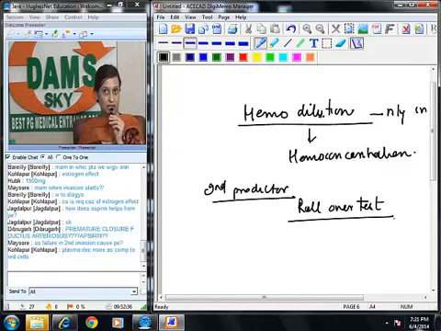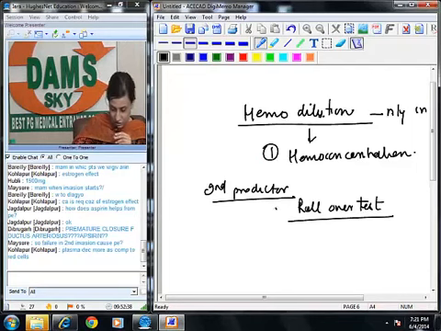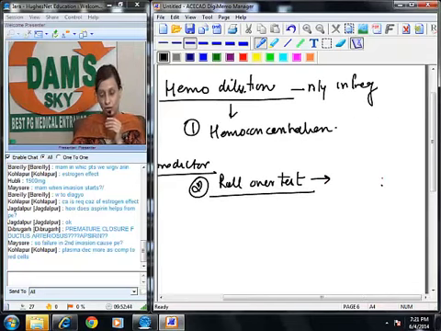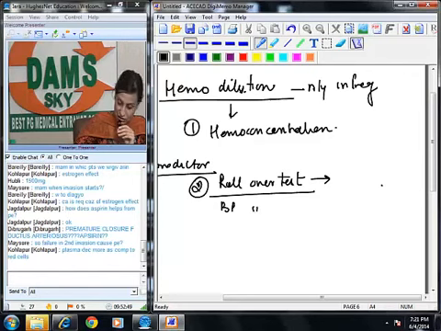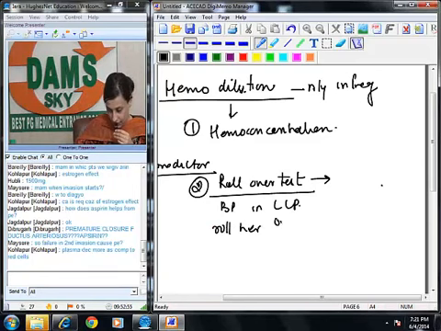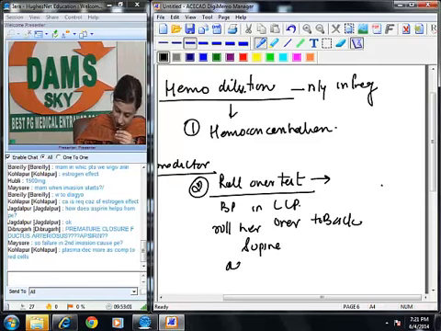So I'm now telling you the predictors. First I said is hemoconcentration. Second I am saying is the rollover test. Now in the rollover test, what do we do? We first take the blood pressure of the patient in the left lateral position. Then we roll her over to her back. So we make her supine, and after 5-10 minutes we again take the blood pressure.